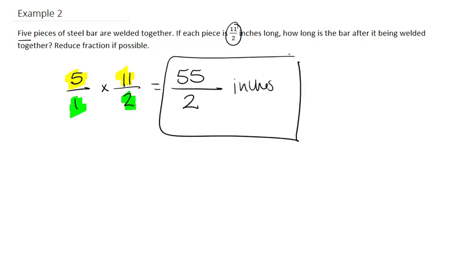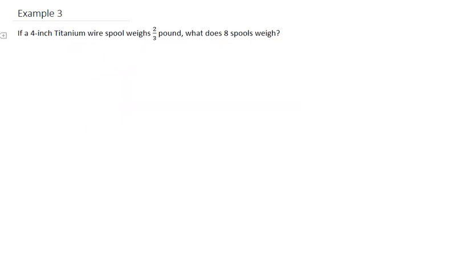Now let's do another example. Example 3. If a 4-inch titanium wire spool weighs 2/3 pound, what does 8 spools weigh? So the two things we're looking at is each spool weighs 2/3 pounds. And we're asking how many does 8 weigh? So our multiplication is 2/3 times 8.